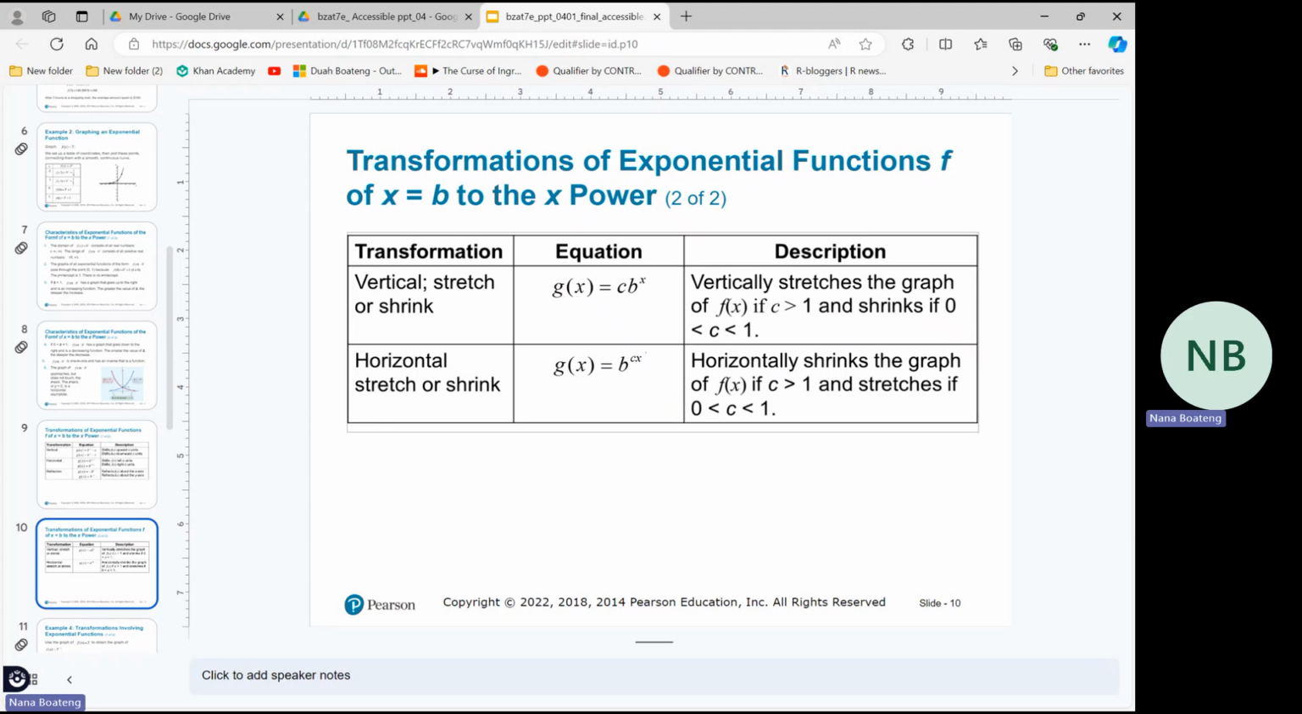And for the horizontal stretch or shrink, when g of x is equal to b to the cx, it changes the graph of f of x. If c is greater than 1, the graph is shrunk. And if c is between 0 and 1, the graph is stretched.